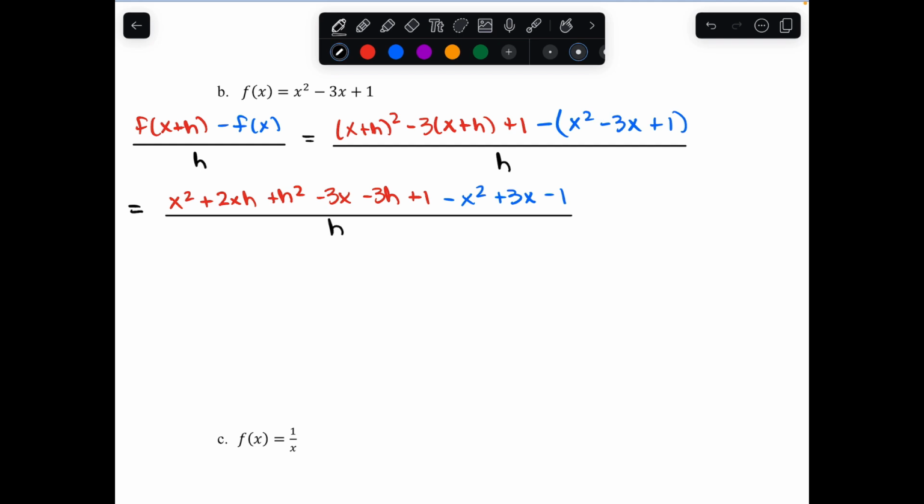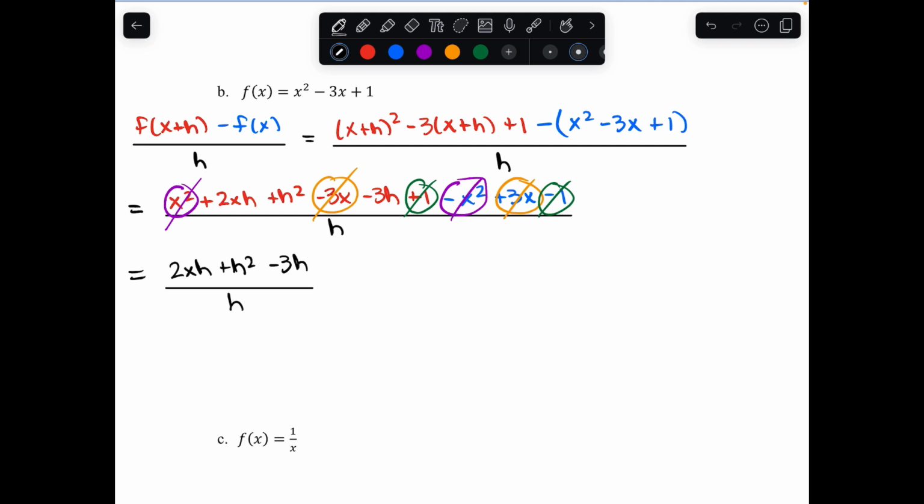Now we can look for some things that cancel each other out. So first off, I have a positive x squared right here, and I have a negative x squared right there. So those two are going to cancel out. Then I have a minus 3x right here, and a positive 3x right here. So those two are going to cancel out. And finally, I've got a positive 1, and I've got a minus 1. So those two terms are going to cancel out. I'm left with 2xh plus h squared minus 3h, and then all of this is divided by h.